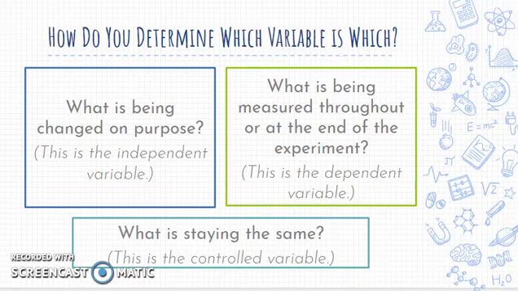So how do you tell which variable is which? What is being changed on purpose is going to be your independent variable. What's being measured is your dependent variable. And what's staying the same is going to be your controlled variables.